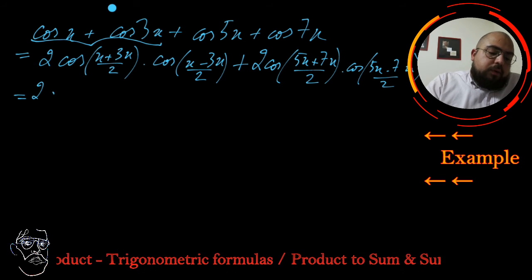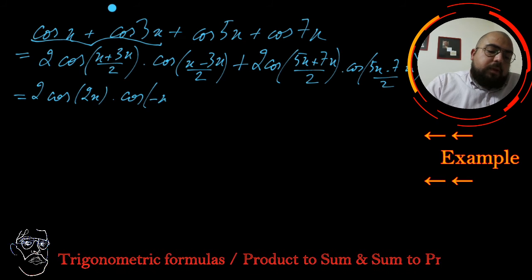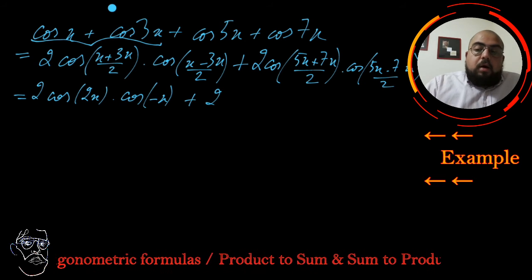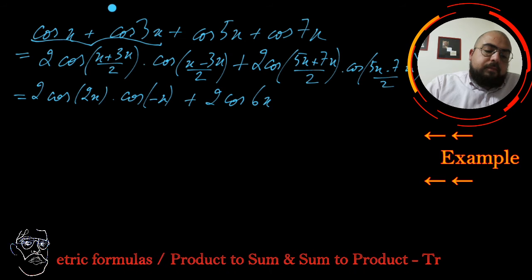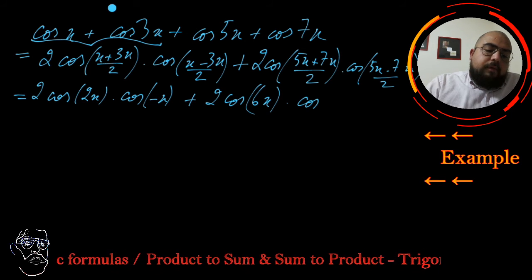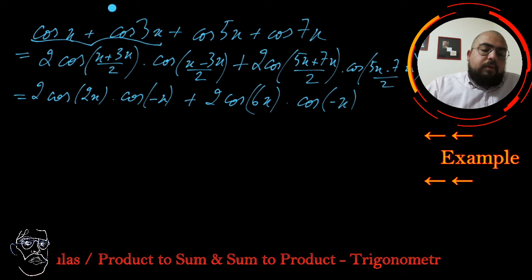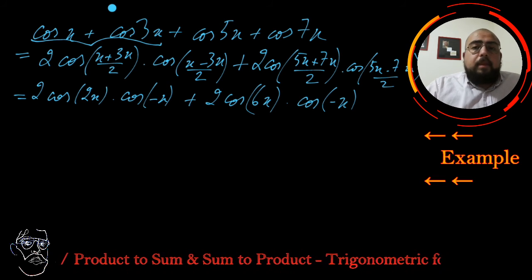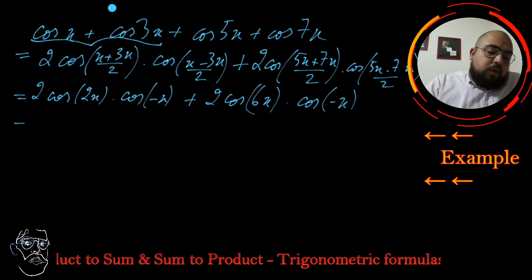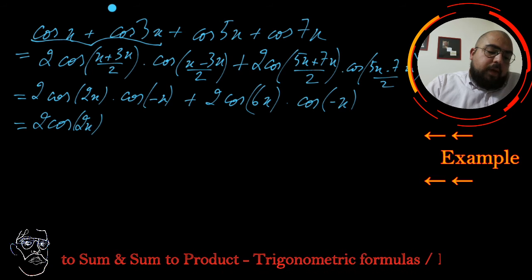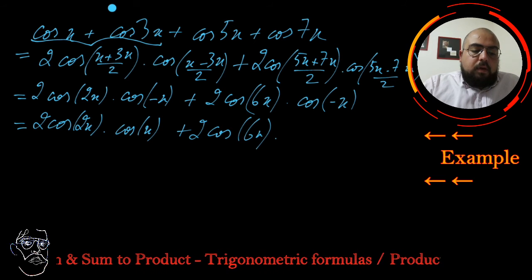This is equal to 2 times cosine of 4x over 2, it's 2x, times cosine of minus 2x over 2, it's minus x, plus 2 times cosine of 12x over 2, it's cosine of 6x, times cosine of again minus x. As you can see, I have cosine of minus x, which is the same thing as cosine of minus alpha. Cosine of minus alpha is simply cosine alpha. So I can say it's equal to 2 times cosine 2x times cosine x plus 2 times cosine 6x times cosine x.